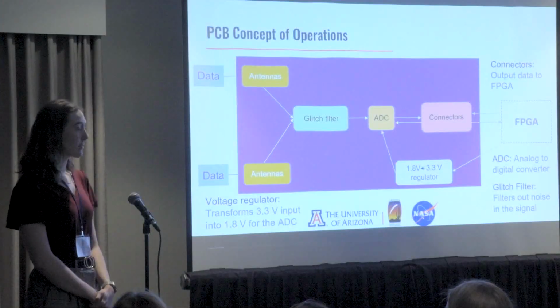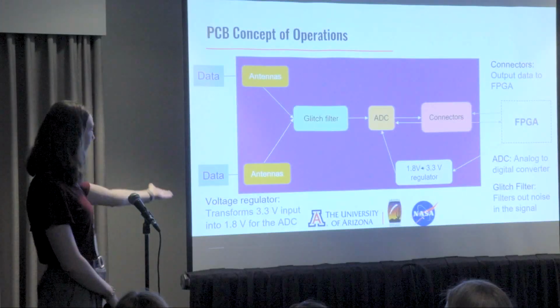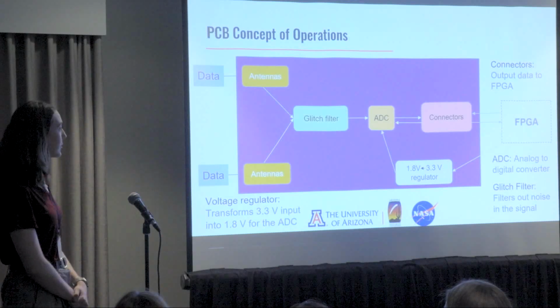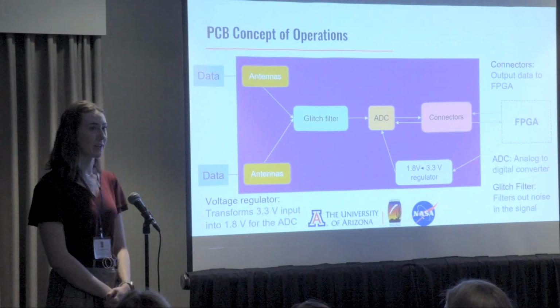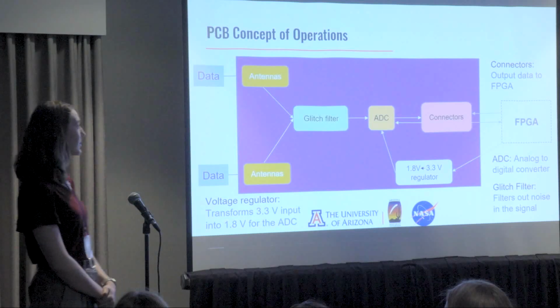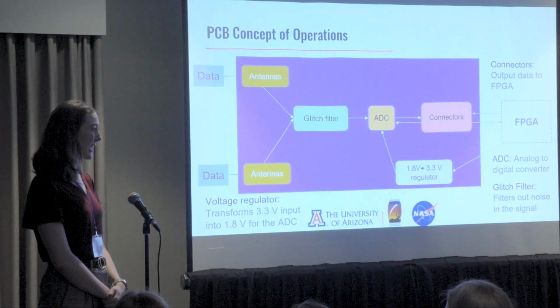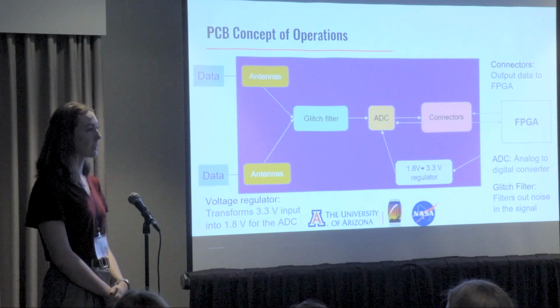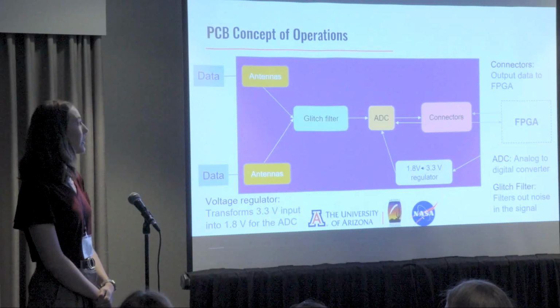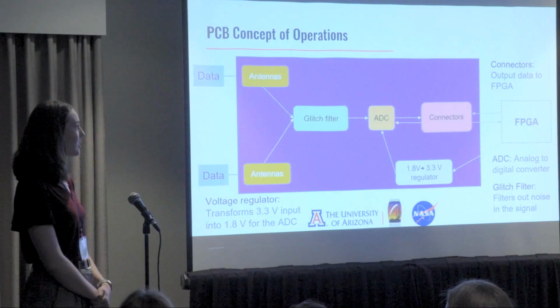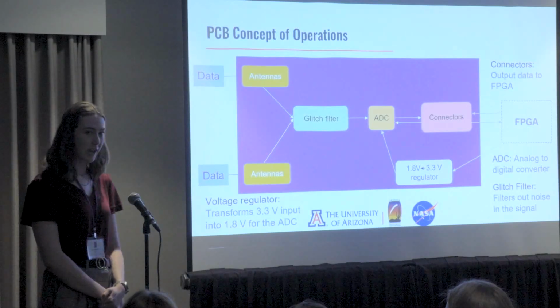So this is the concept of operations for our PCB. Data gets picked up by our antennas, and then that gets sent to a glitch filter. Our glitch filter filters out any noise that we may have. And then once the noise is filtered out, those analog signals get sent to our ADC. This is where the actual conversion takes place. So our analog signals get turned into digital signals. Once we have our digital signals, those get sent to our connectors and then to our FPGA.